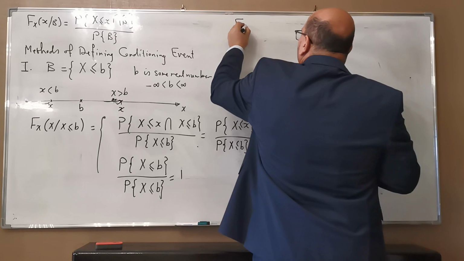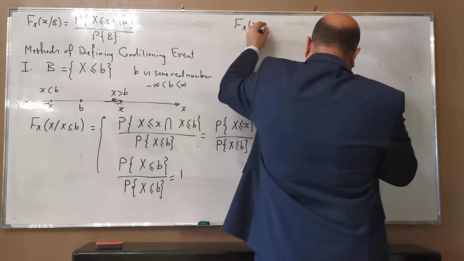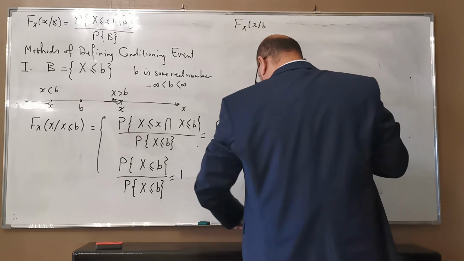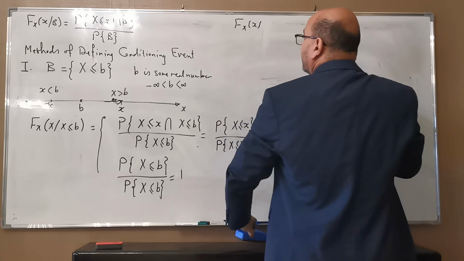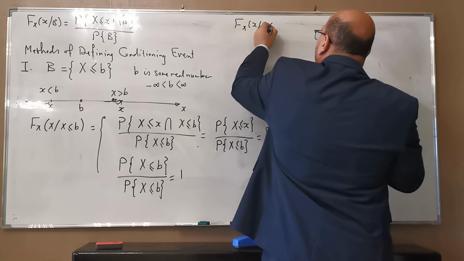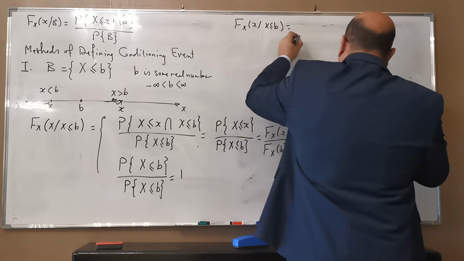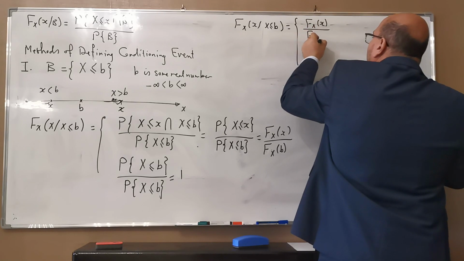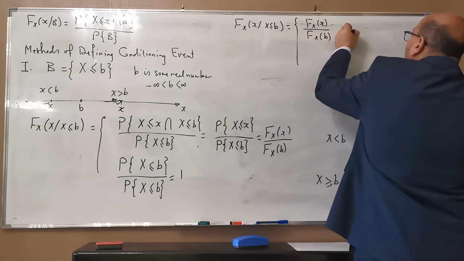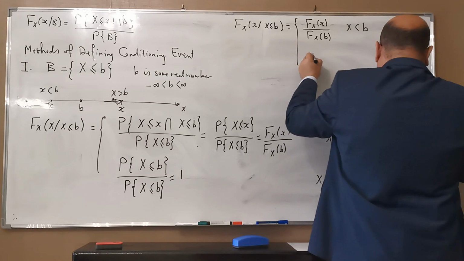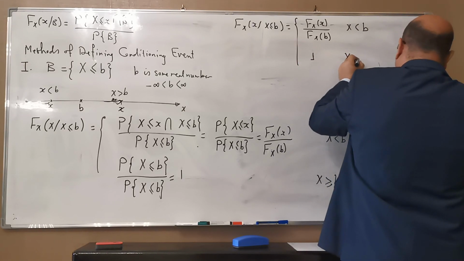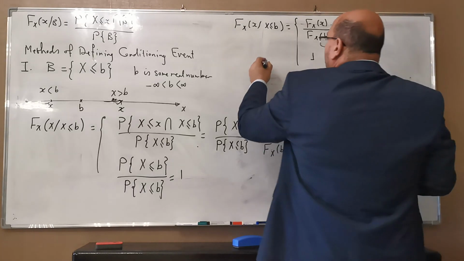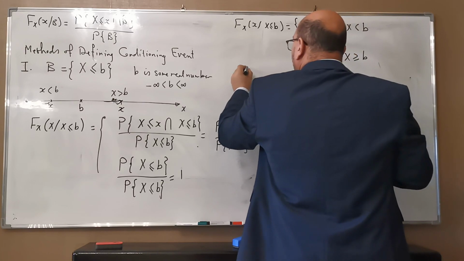So our final result is fx of x given b, capital B, which is given that x less than or equal b, is equal to fx of x over fx of b if x less than b, and it's equal to 1 for x greater than or equal b. Okay, if we differentiate, then we can find the conditional density.